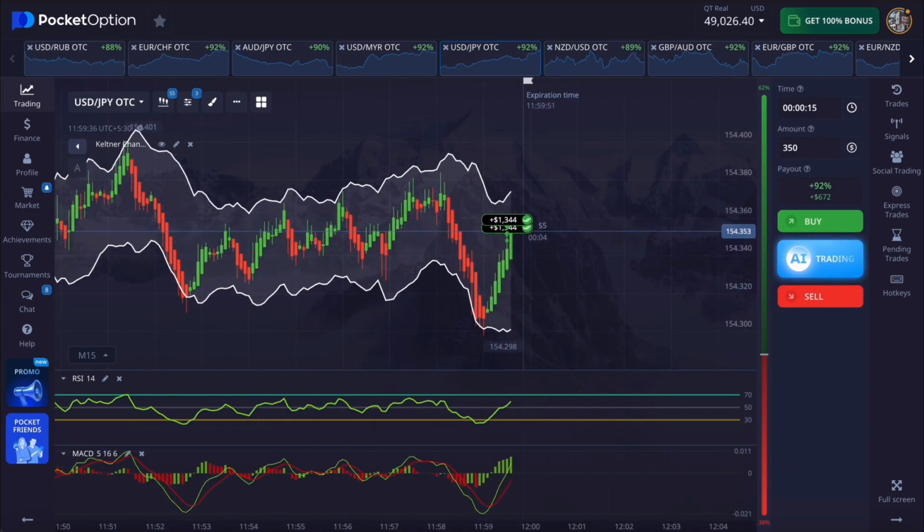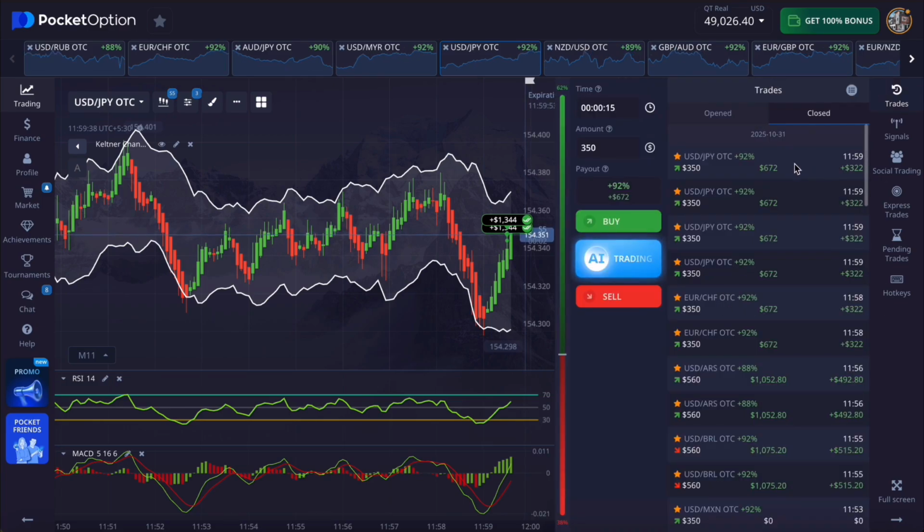So the strategy is quite amazing, but I have one piece of advice: you should use it on a demo account first to get an idea of how to use it.